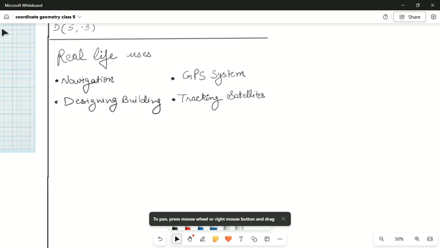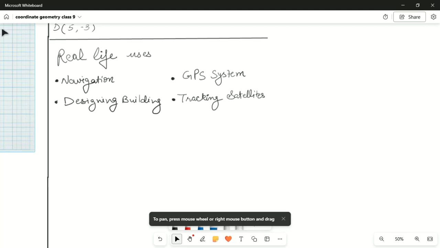Applications of coordinate geometry in real life. Navigation. Coordinate geometry isn't just for maths exams. It's used in navigation, video games, GPS systems, designing buildings, and even tracking satellites.